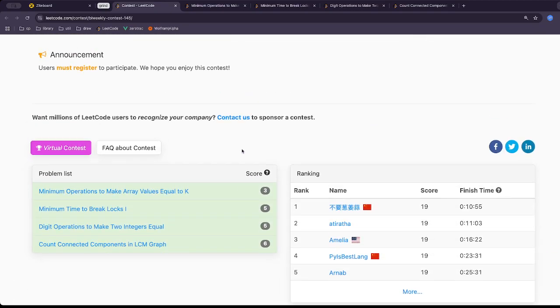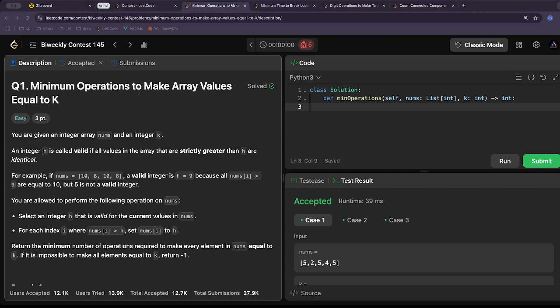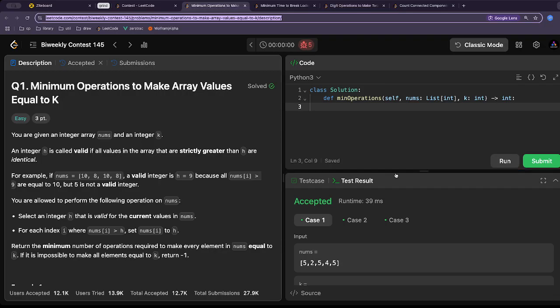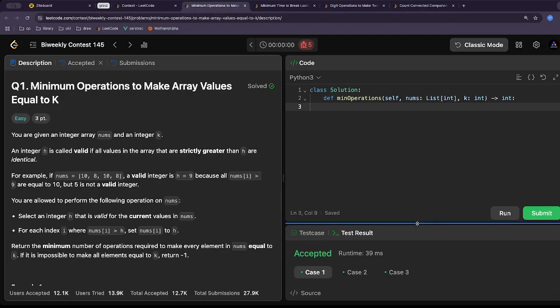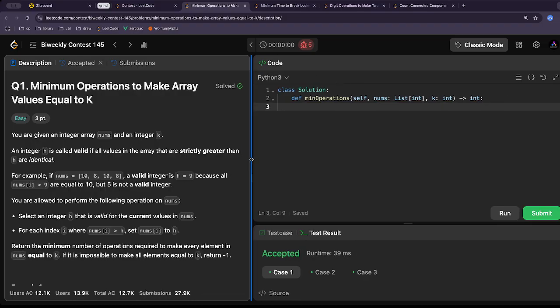Let's go over the problems. So let's start with Q1. Here's the link. I think my coding screen is a little small. Is the size of the font good? Looks good to me. All right. So Q1 is minimum operations to make array values equal to k.